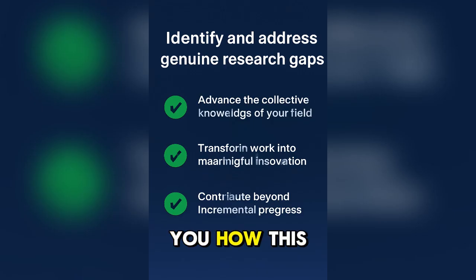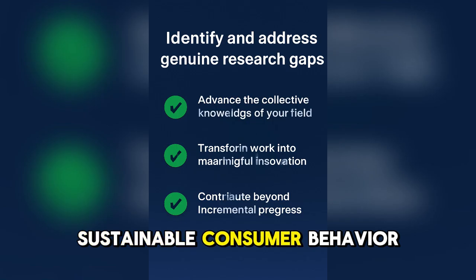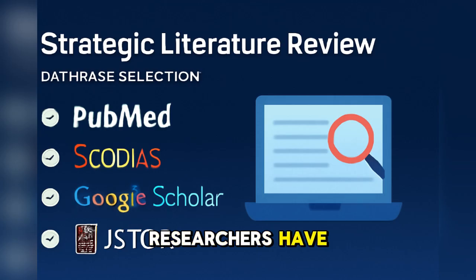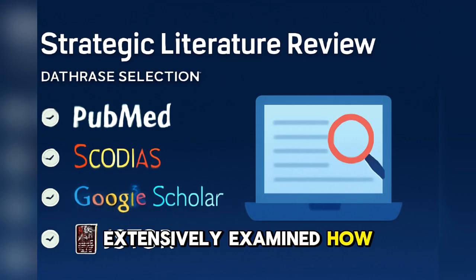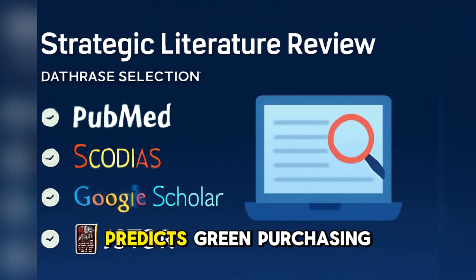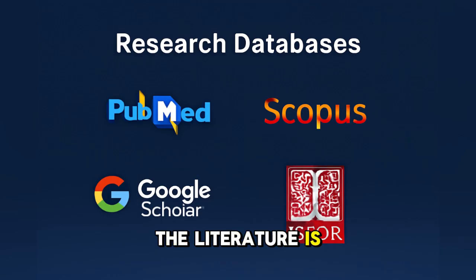Let me show you how this works in practice with a real example: sustainable consumer behavior. Researchers have extensively examined how environmental consciousness predicts green purchasing. The literature is robust, with over 150 studies showing that people who care about the environment tend to buy green products.